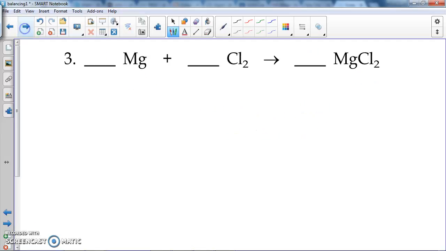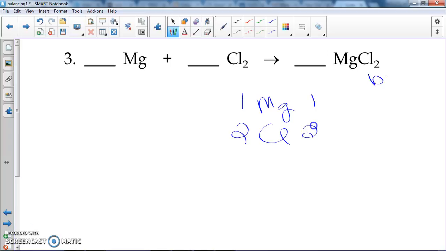Example 3. There are no polyatomics, but I do have Mg and Cl. On the left, I have 1 Mg and 2 Cls. On the right, I have 1 Mg and 2 Cls. So notice that it's 1, 1, 2, 2. So all of these numbers, going across, 1, 1, 2, 2 are balanced.